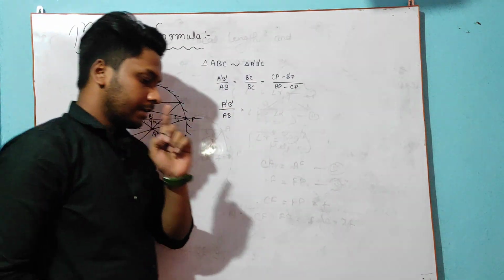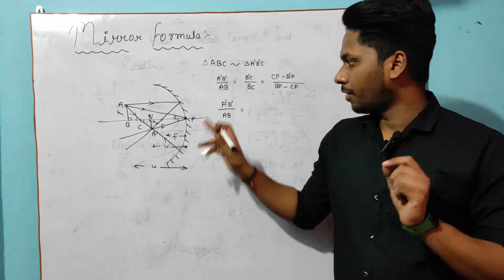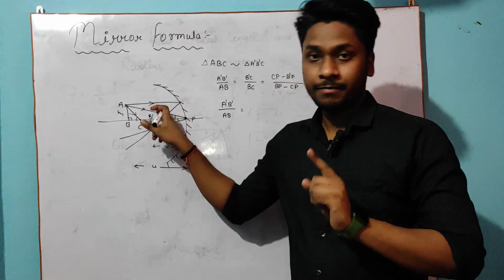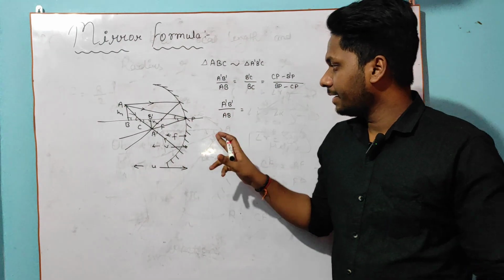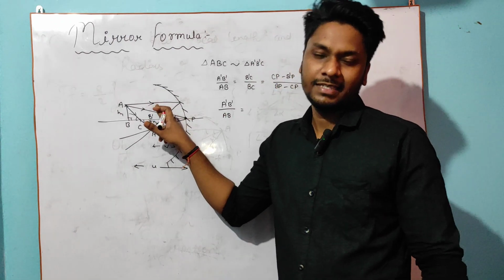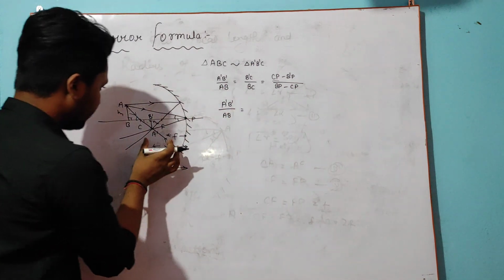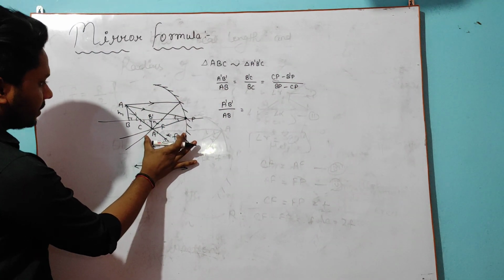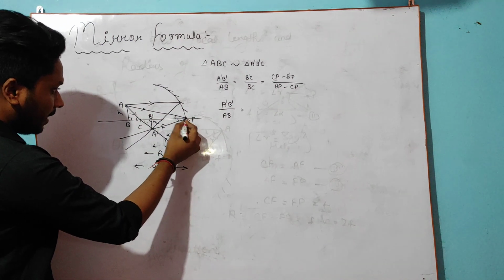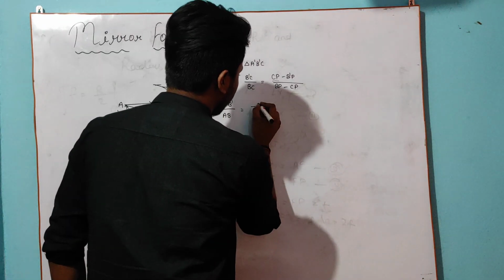See, as I already told in earlier classes, all the distances have to be measured from the pole. The distance which is measured in the direction of the incident ray is taken to be positive, and the distance which is measured against the incident ray is taken to be negative. See, this CP is what? This distance, which is the radius of curvature, and it is to the left, against the incident ray. That's why this R is taken to be negative, minus R.